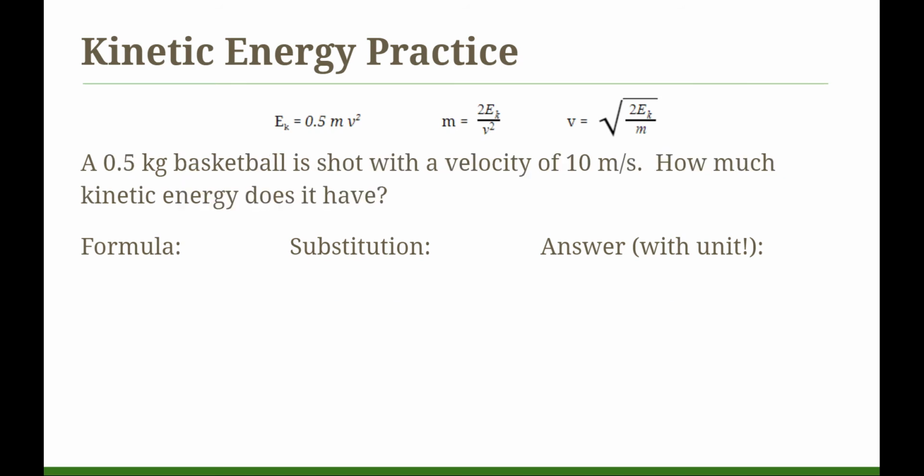In the next example, we have a 0.5 kilogram basketball shot with a velocity of 10 meters per second. How much kinetic energy does it have? So again, look at our units. Kilograms, that's a mass. Meters per second, that's a velocity. And it's asking how much kinetic energy. So we use the same equation again. Kinetic energy right here. We can plug our values in. EK equals 1/2 times 0.5 for the mass, 0.5 kilograms, and then 10 meters per second for our velocity. Same thing, multiply it all out in a calculator, and we get 25 joules for our answer. So once again, remember, units for energy are joules.